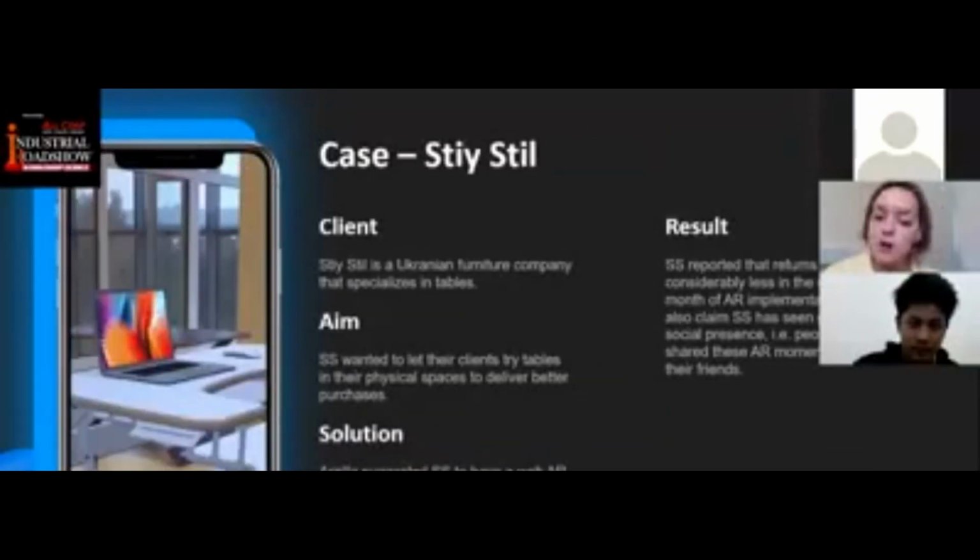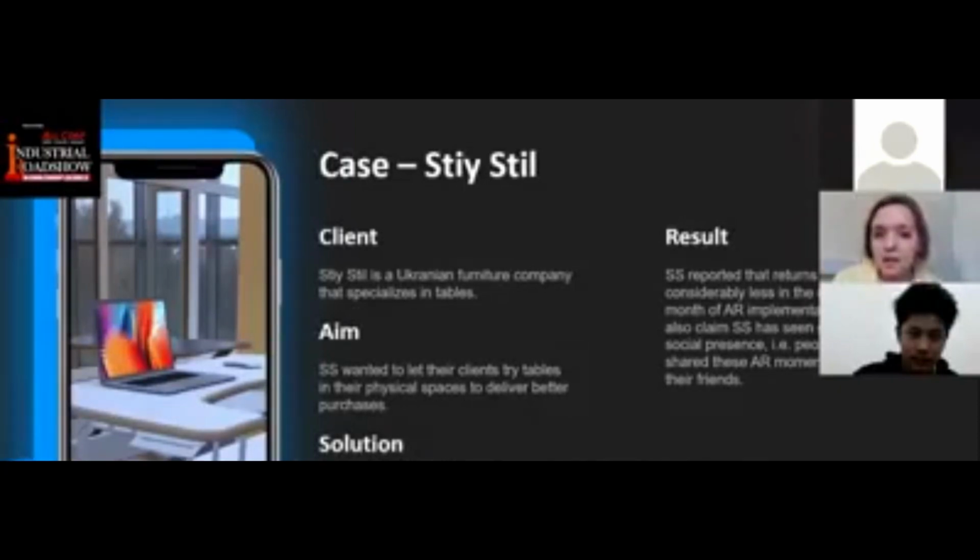Another case here is also for Web AR, for a Ukrainian furniture company. So the problem that they had was returns. A lot of people would return the table back to the shop because it didn't fit in their room. It was too big, it was too small, it was not the color they wanted, a lot of reasons. And the trouble they had was figuring out how to let people try things in their own homes to lessen returns.